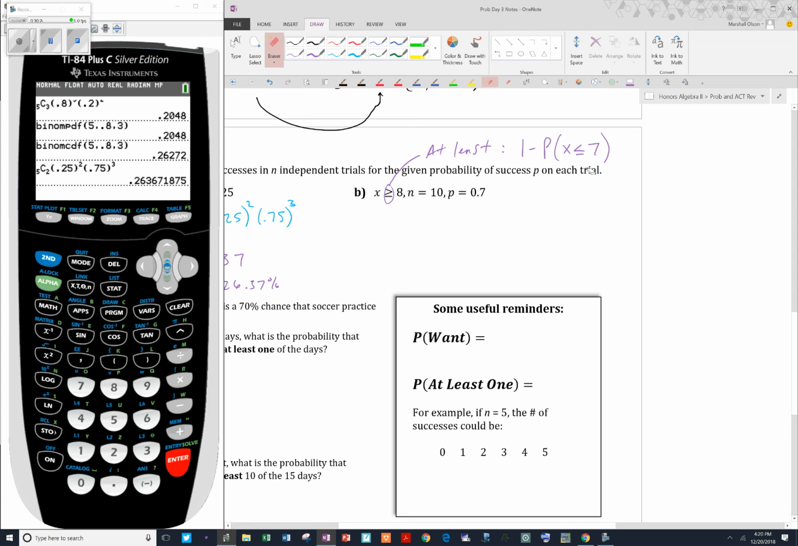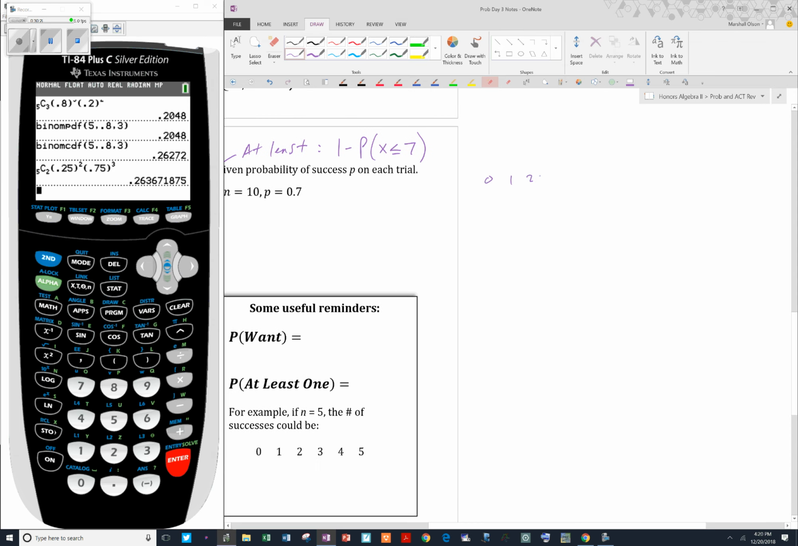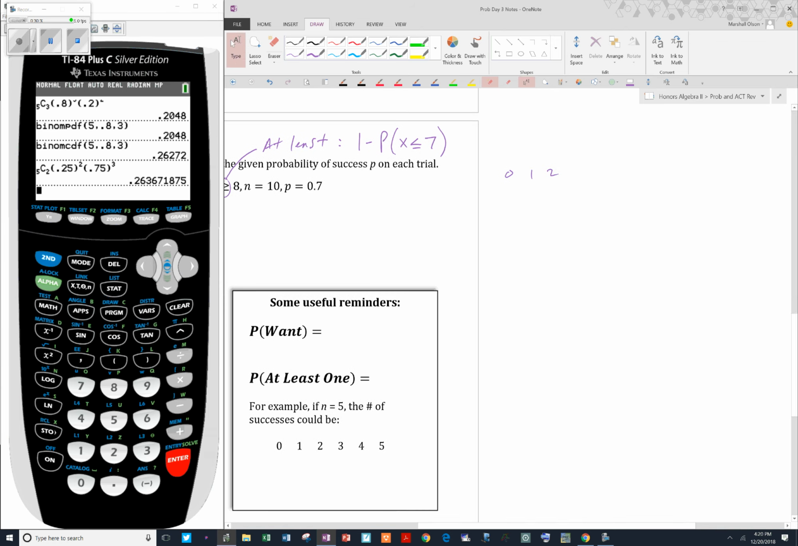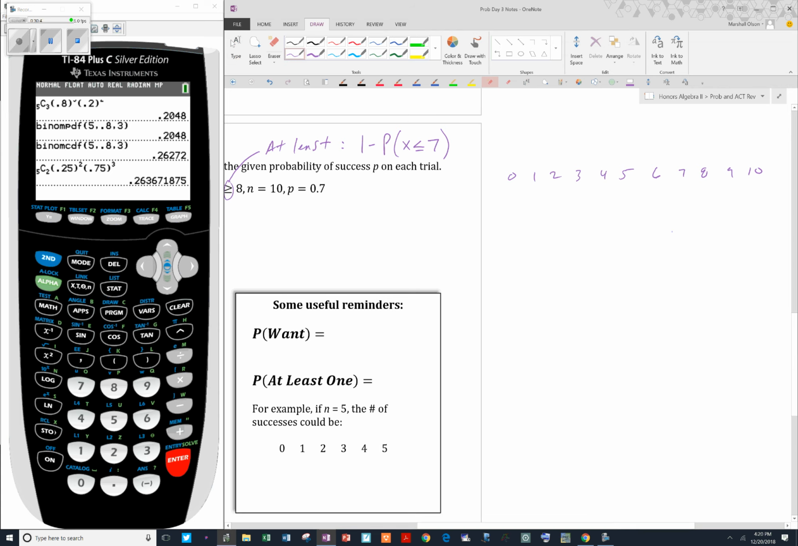The way that I look at it is, these are the different things that could happen. How many trials do we have here? We have 10 trials. So these are the different numbers of successes you could have if you had 10 trials, anywhere from 0 up to 10. We are looking for the probability that x is greater than or equal to 8. We're looking for that probability right there. This is what we want.